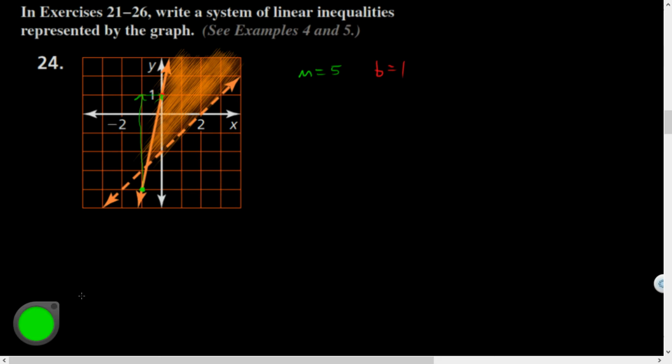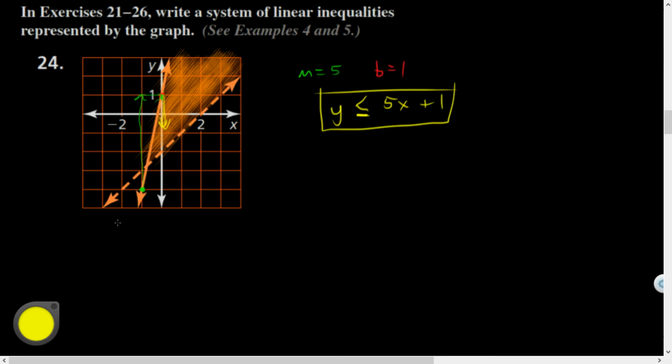It's a solid line. Let's see, so for this line, it's going to be y. It's going to have an equal part. It's going to be 5x plus 1. And what direction is the sign? Well, it's a y relationship. So I'm shaded below the line. What sign represents below the line? Less than sign, yeah. So there's one inequality.